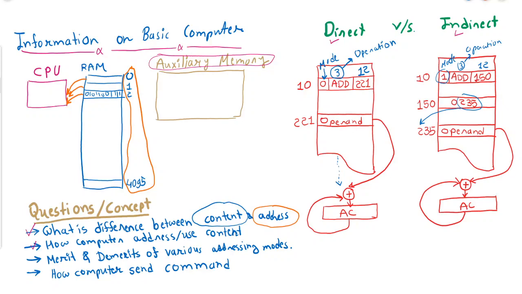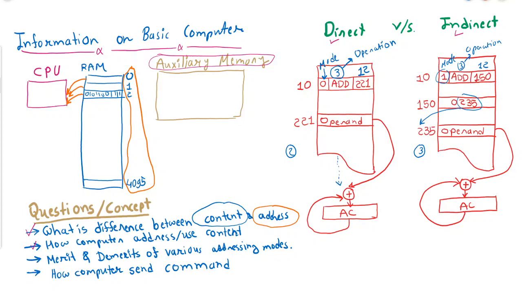Here how many memory references were required? Only 2. Here how many memory references will be required? 3. Which method will be faster? This will be faster. Why? Because we require only 2. Which will be slower? This will be slower. Which addressing method will allow us to access the larger memory? This indirect will allow us to access the larger memory.